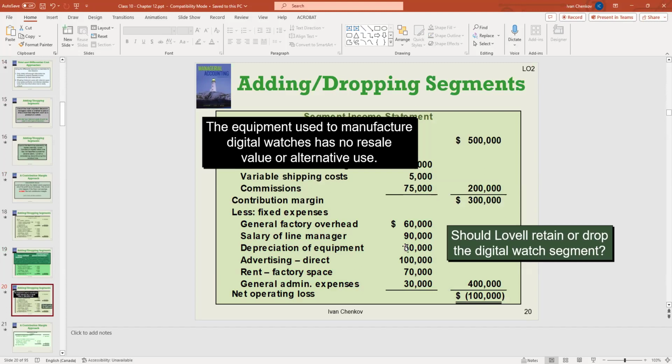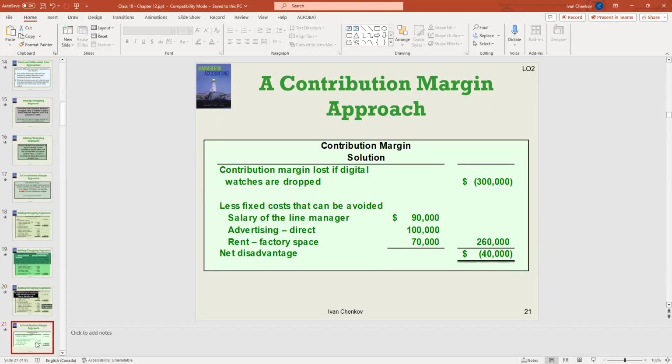Because if we eliminate from here 140,000, this division actually becomes profitable on $40,000. Now let's use that differential approach or contribution margin approach in this case. So what we're going to do, we're going to lose the contribution margin, or the other way.